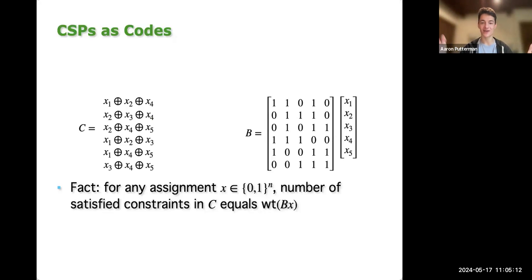In a sense, all an error correcting code is doing is picking out a couple elements and deciding to take their XOR. And in error correcting code literature, this is to build redundancy, so you can recover against errors. Here, it's just because we're modeling some CSP, and we're not really too concerned with the properties of how good the error correcting code is. But again, in this case, we would have this relationship that for any assignment x in {0, 1}^n, the number of satisfied constraints in C would equal the corresponding weight of the code word BX.